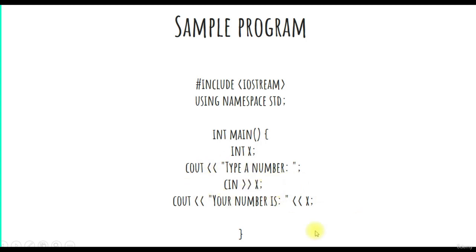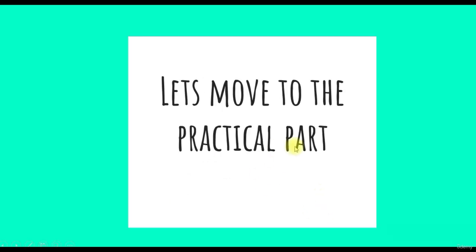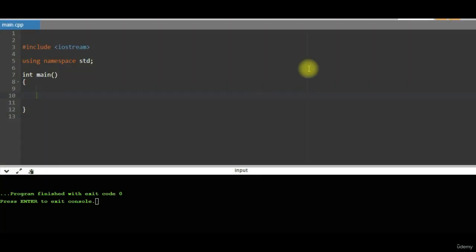You will understand this program more clearly when we move on to the practical section. So without any further delay, let's move to the practical part of this program. Let's begin with the practical part of cin, or how we can get user input in C++.